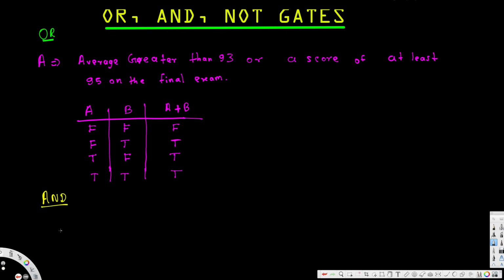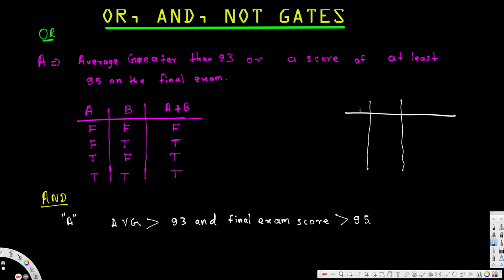For AND, let's say if you want to get an A, you have to have average greater than 93 and the final exam score should be greater than 95. So it has to satisfy both. Now let's put the truth table for this one.